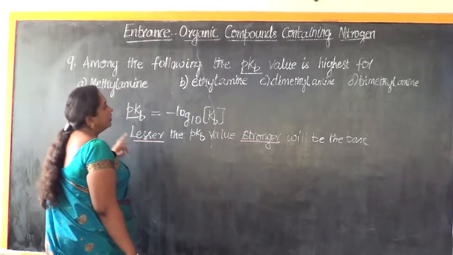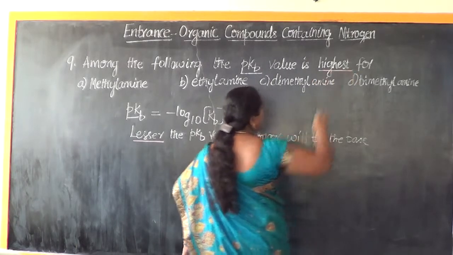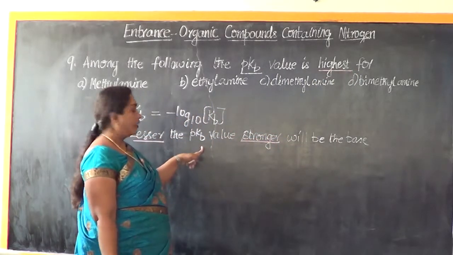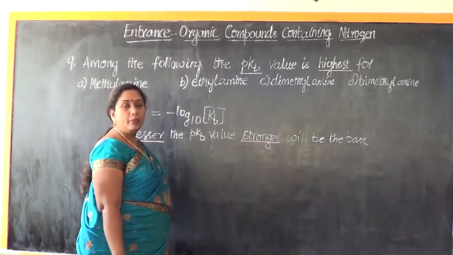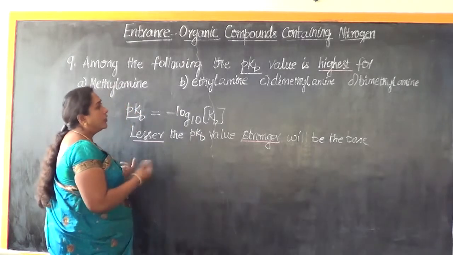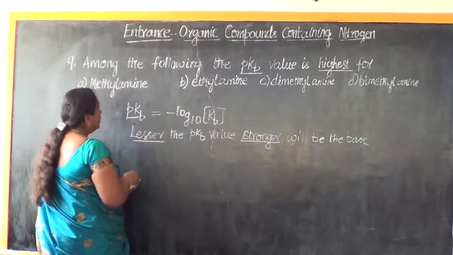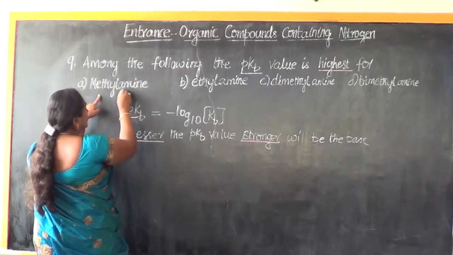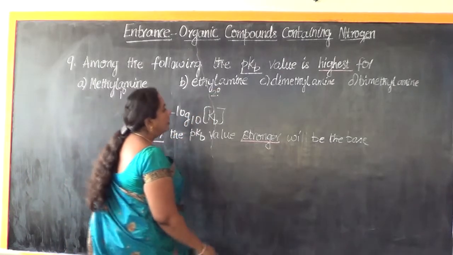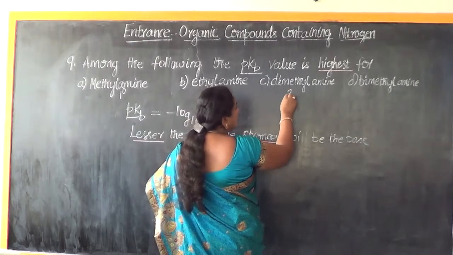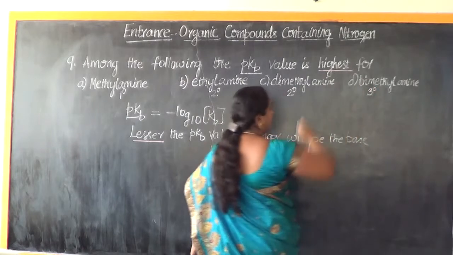Now the question asked is, pKb value is highest. So it's vice versa. Higher the pKb value, weaker will be the base. So let us find out which is a weaker base here. Given to us are methylamine, this is a primary amine. Ethylamine, this is also a primary amine. Dimethylamine, this is a secondary amine. Trimethylamine is a tertiary amine.